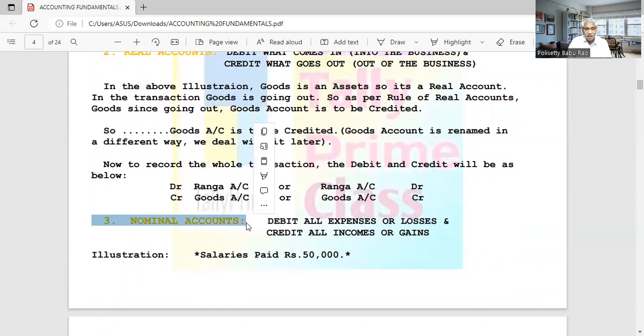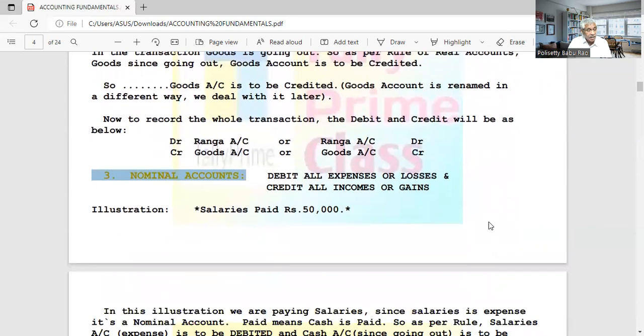Now, next we are going to the third one. Third one is nominal accounts. So what are nominal accounts? Nominal account means expenses and incomes. So nominal accounts means either expense or loss, or income or gain. Nominal account means all expenses, losses, incomes and gains.